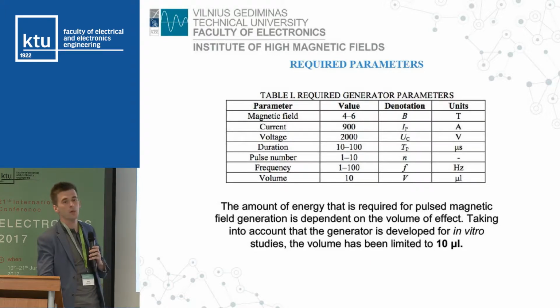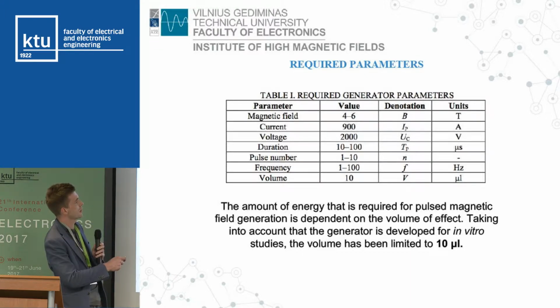So, the parameters of the generator that we want to have in this study. Our magnetic field should be 4 to 6 Tesla. Based on preliminary data, we knew that these kinds of magnetic fields, if they are fast enough and have a high enough induced electric field component, are good enough to induce significant detectable effects in biological cells. As a result, our current should be in the range of 1 kiloampere. We limited our device to 2000 kilovolts, based on the load calculation. And we tried to increase the flexibility of the generator.